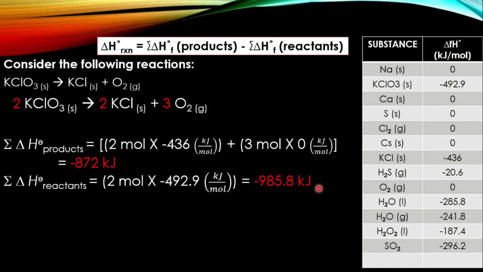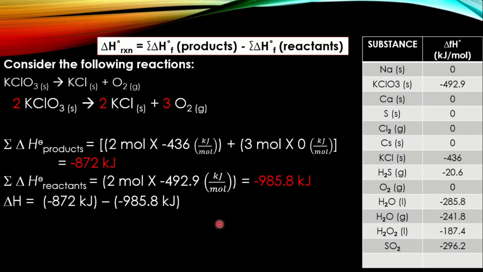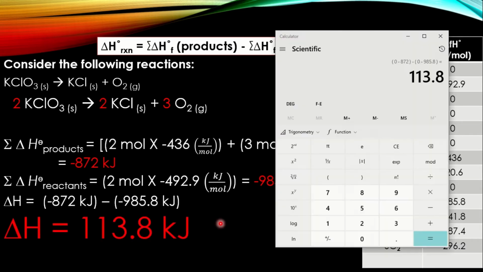What's left for us to do is ima-minus natin itong nakuha nating reactant dito sa product by using the formula product minus reactant. So this is for our product and this is for our reactant. Kapag pinag-subtract natin sila, i-enclose na natin muna silang lahat sa parenthesis. So, negative 872 minus negative 985.8. Our change in enthalpy of the reaction is equal to 113.8 kilojoules.